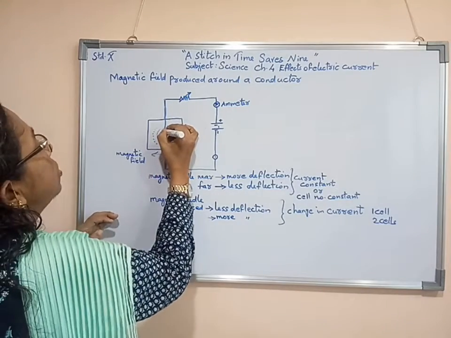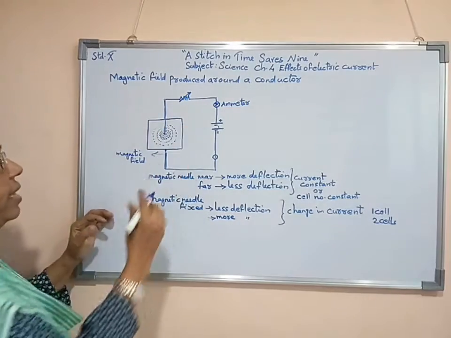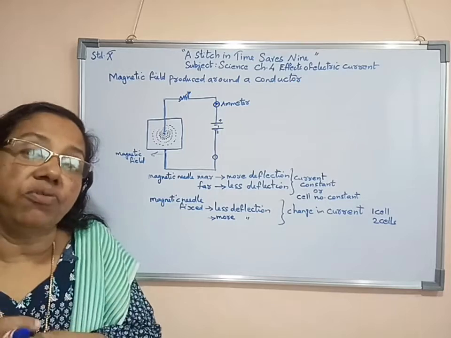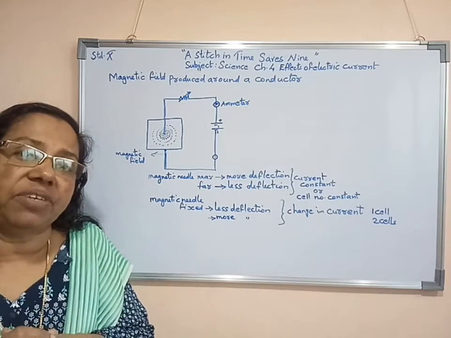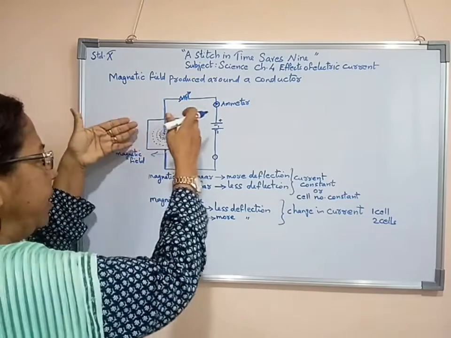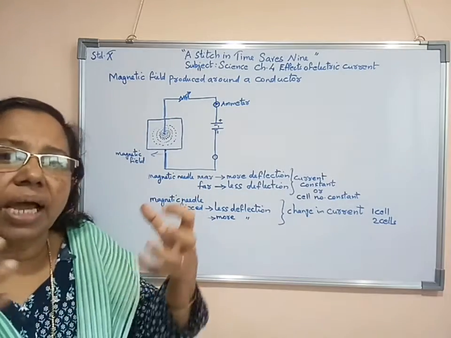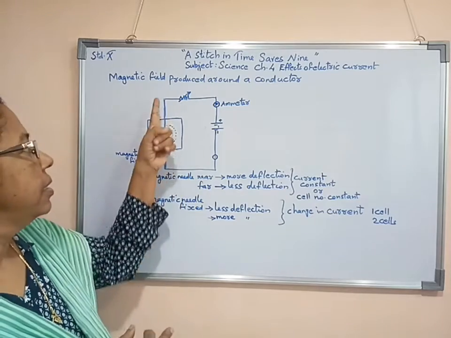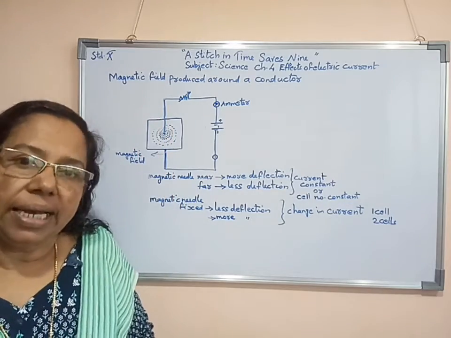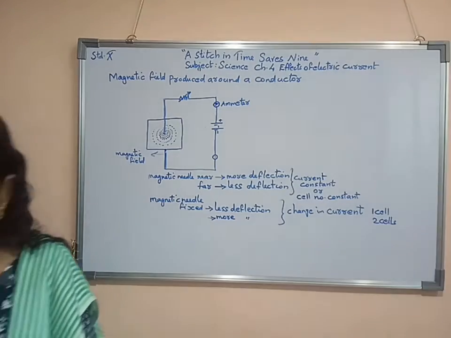So the closer we are to this copper wire, the more attractive force or magnetic field formation there will be. Far from it, the pull, or attractive force, or magnetic field produced by the copper wire will be less. Now one more thing I am telling you.